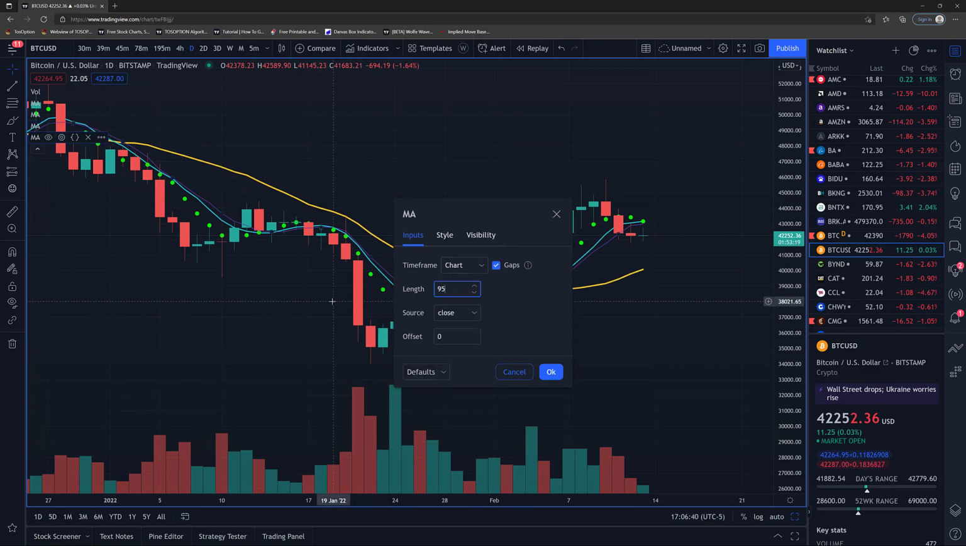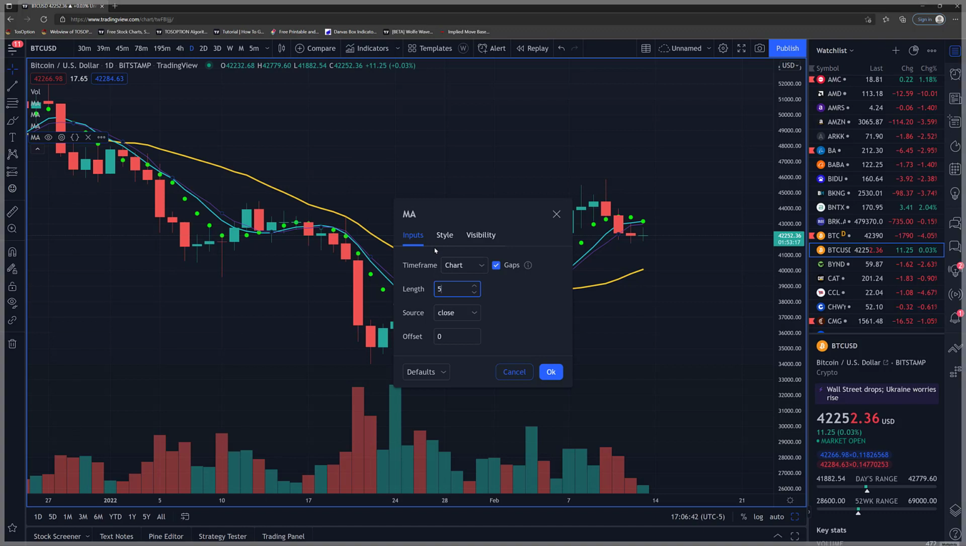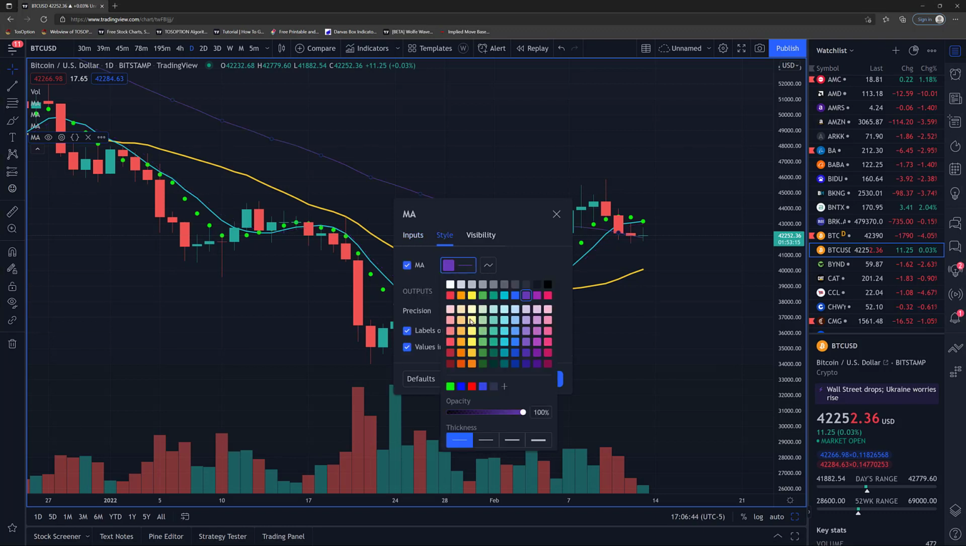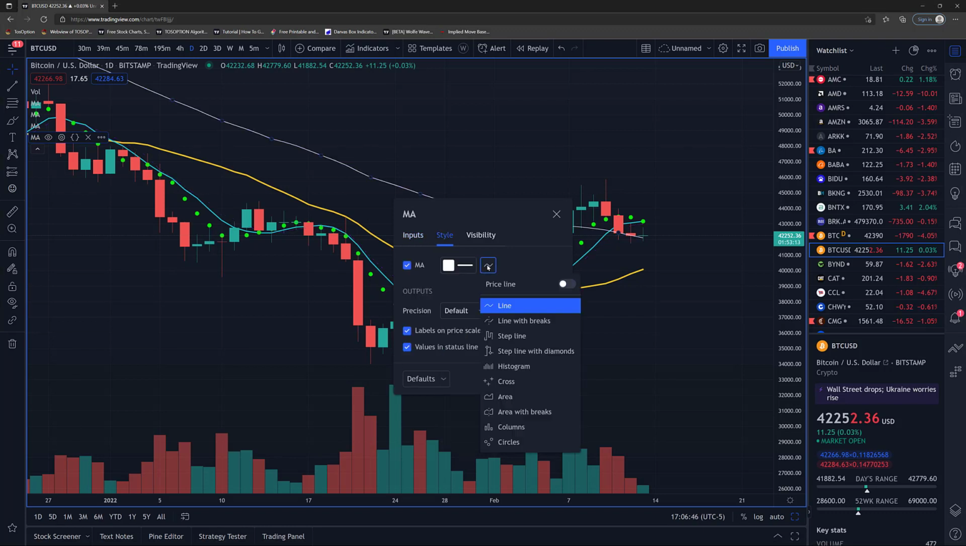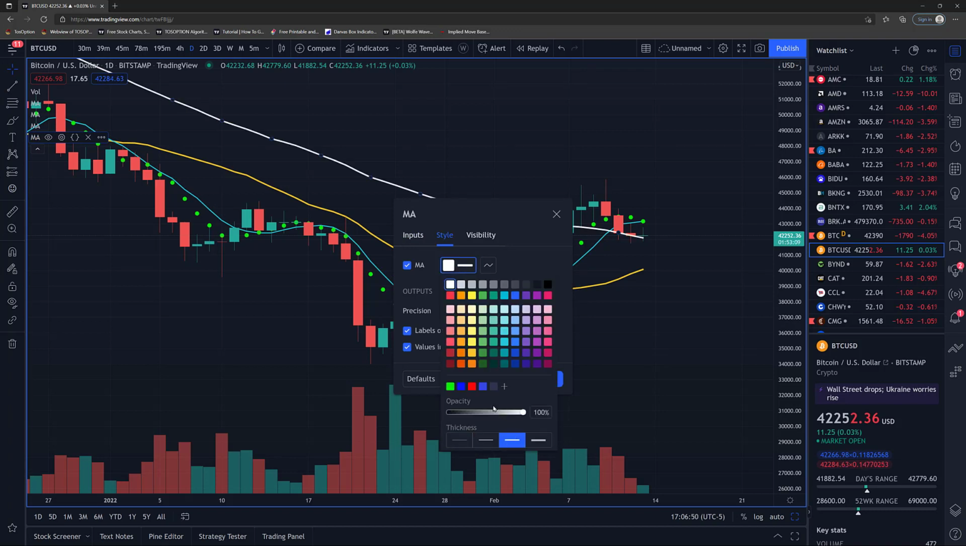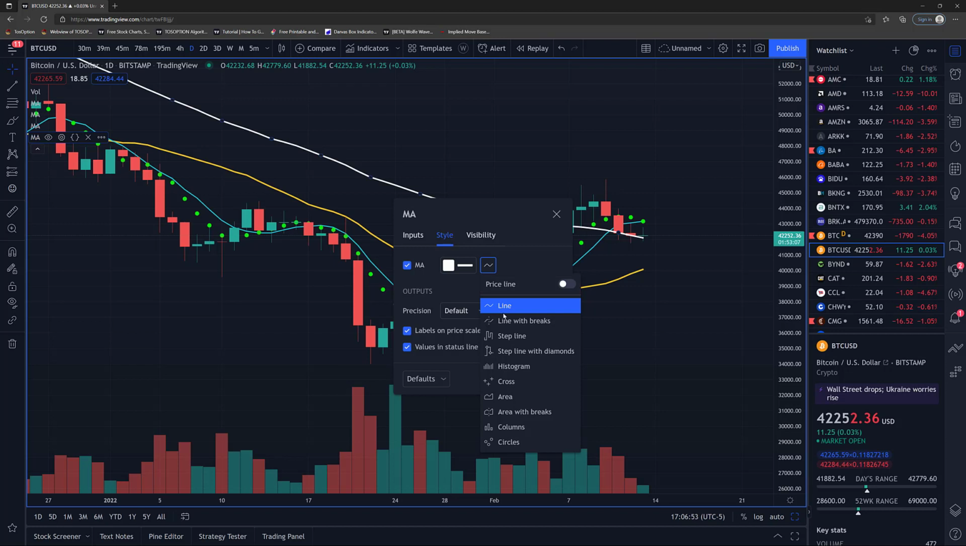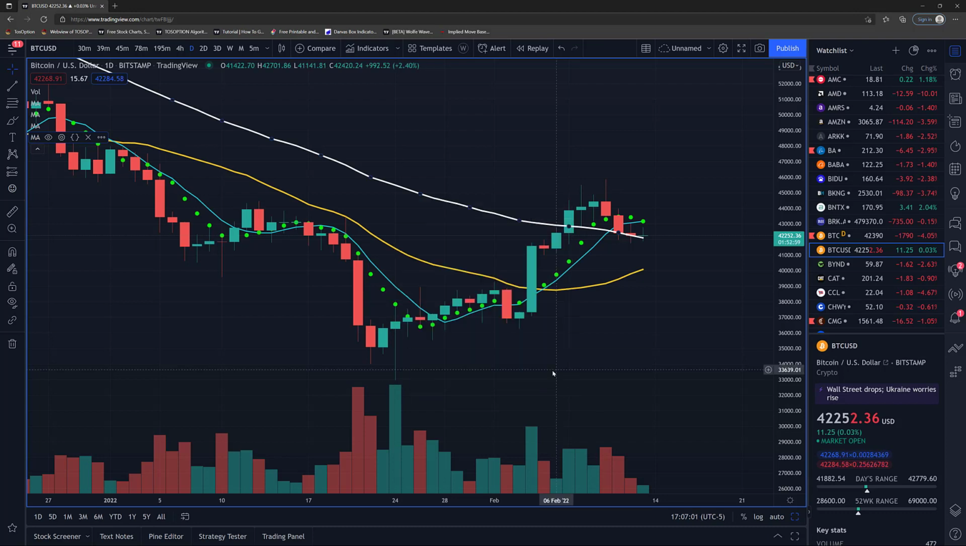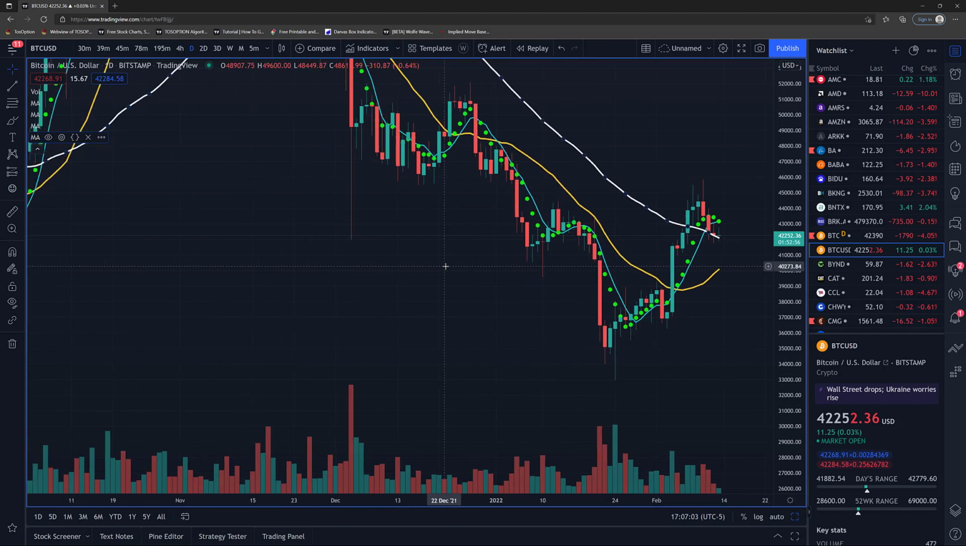So 50, I'll make that blue white, and keep it aligned, and then maybe just add some thickness. I guess that's good enough. Yep. All right. So that's it.